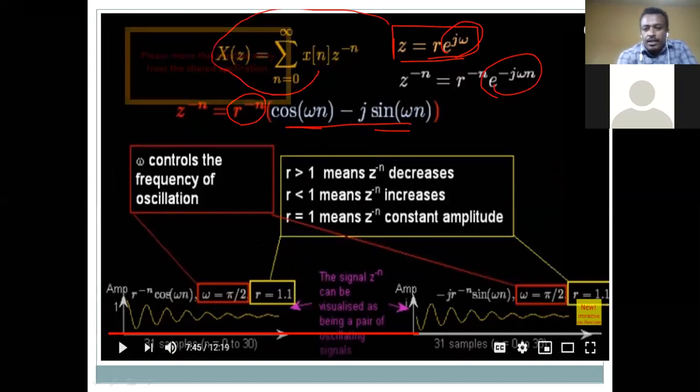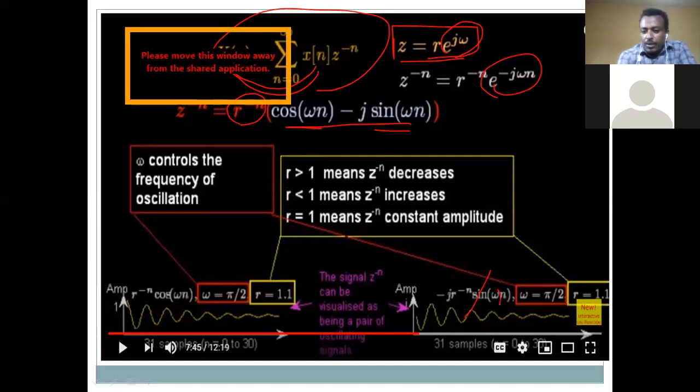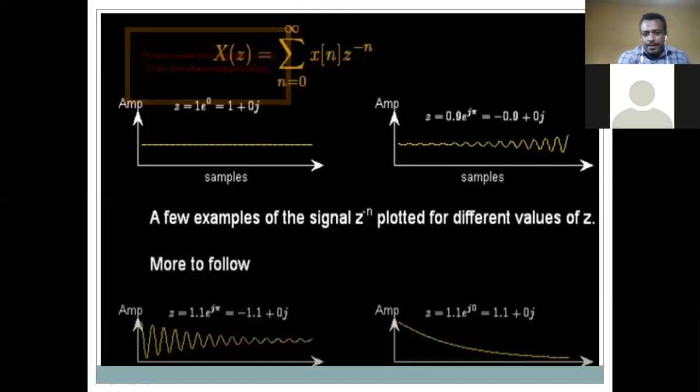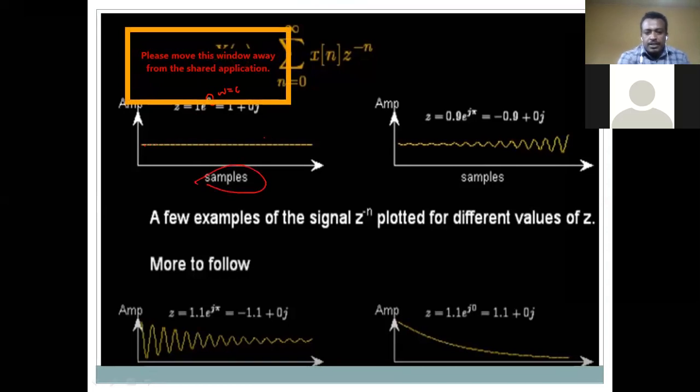Use this formula, convert x of n to X of z. Now you have detailed information about your signal. Is there any damped oscillation? What is the frequency? What is the phase information? All this information you get from the Z transform. Okay. So what is Z? Z can be a DC. You see here, when Z is equal to 1, e raised to 0 means what? Frequency is equal to 0. So it is a DC sample. Okay, these are samples.